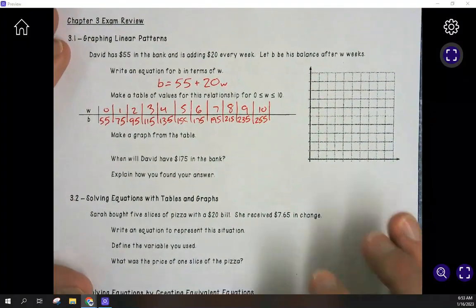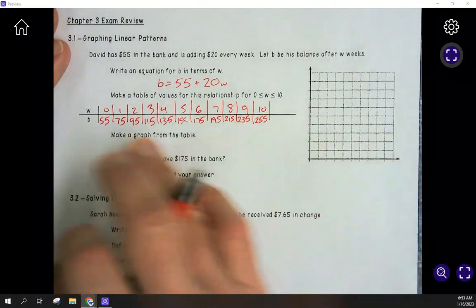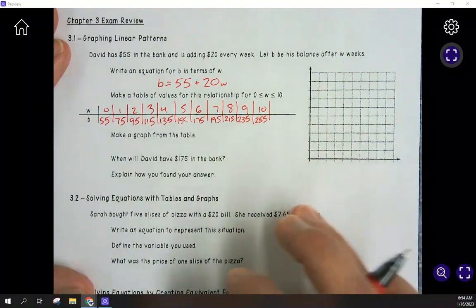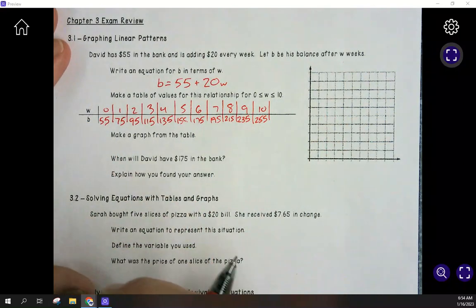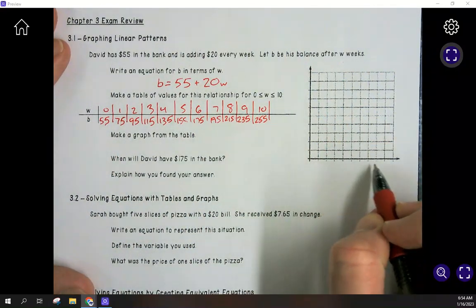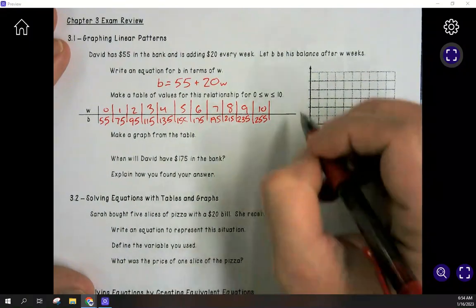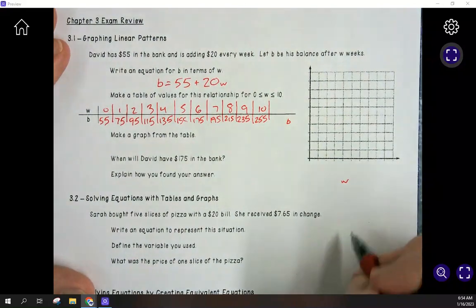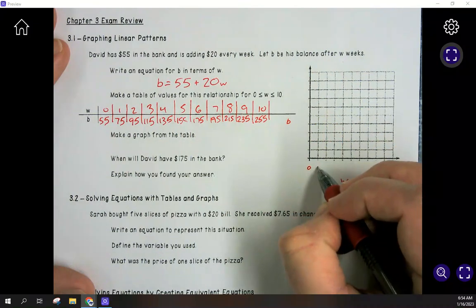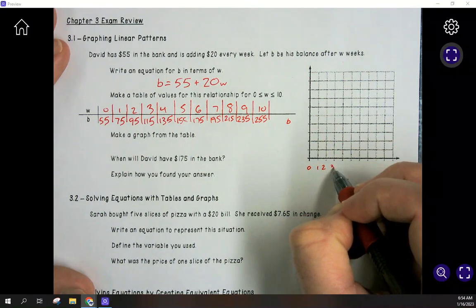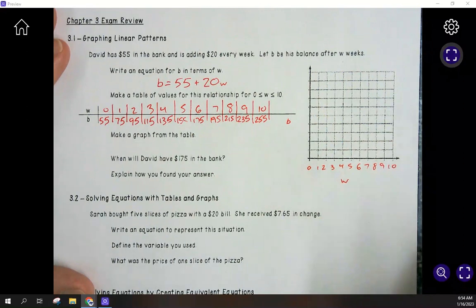Okay, now we're going to take this information and put it onto the graph. Now, there's always a little bit of confusion about which variable to put on which side. When one of them involves time and we want to see the other thing, especially money, changing over time, you want to put the time on the bottom. So this is going to be W, or weeks, and this side is going to be B for balance. So our weeks would be 0, 1, 2, 3, 4, 5, 6, 7, 8, 9, 10. Perfect. So we have 10 weeks.